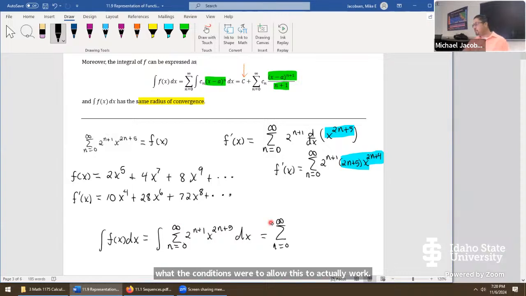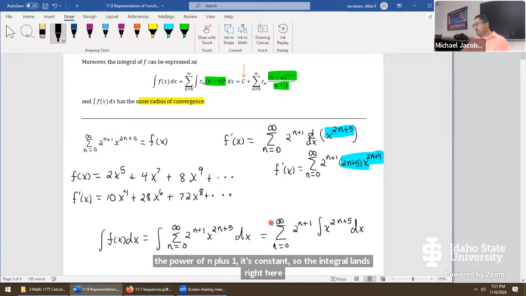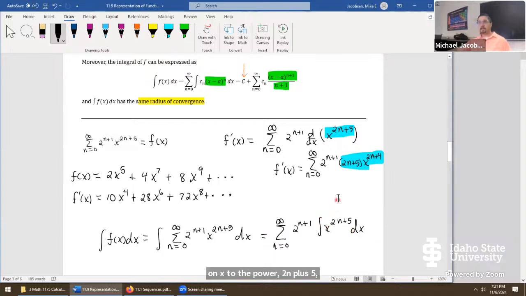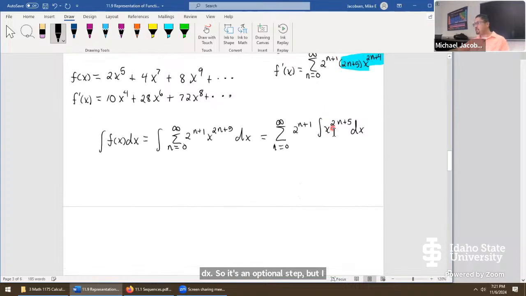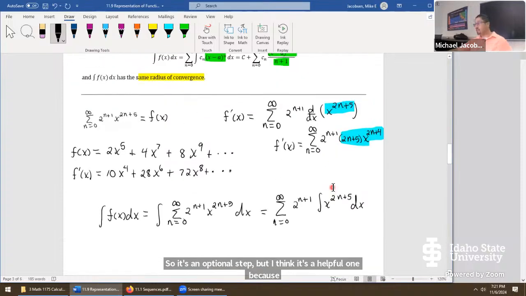So summation from 0 to infinity, 2 to the power of n plus 1, it's constant, so the integral lands right here on x to the power 2n plus 5 dx. So it's an optional step, but I think it's a helpful one because these problems are tricky enough. This is just to help us visualize what's going on.